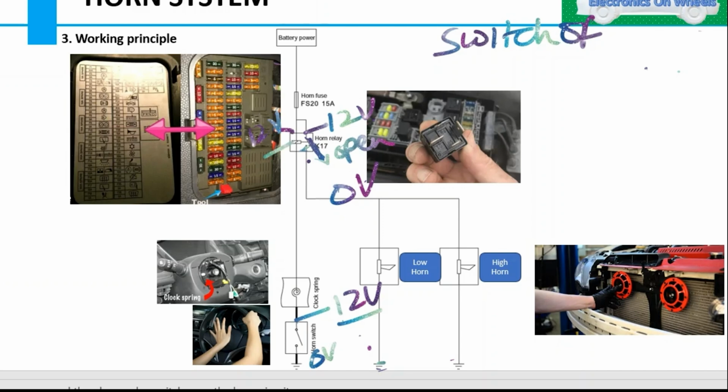So till here it will be 12 volt on this wire. If you have any confusion in this, please comment in the comment box, and I will explain this point again. Then when the switch is on, it will make the connection, and here it will become 0 volt, because the current will flow into the circuit or ground. So this is the basic working principle of the horn system.